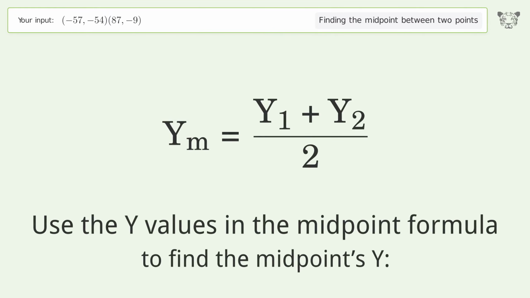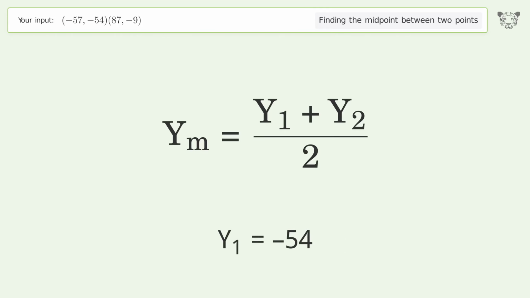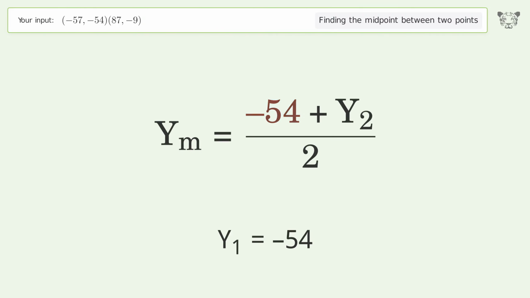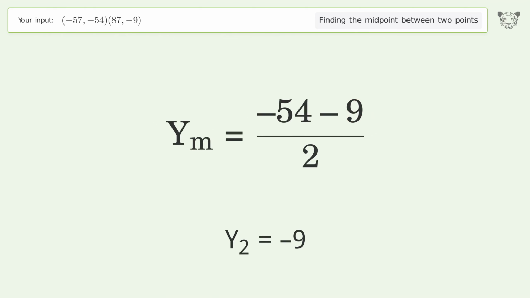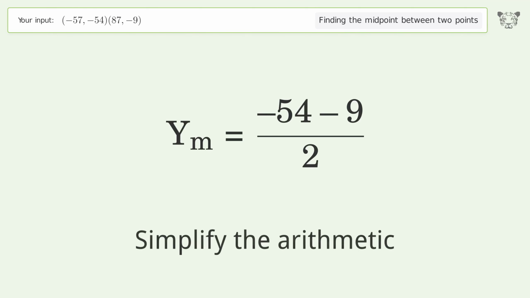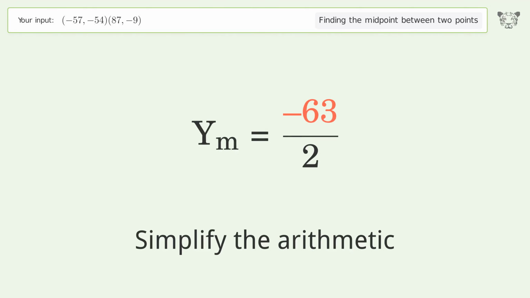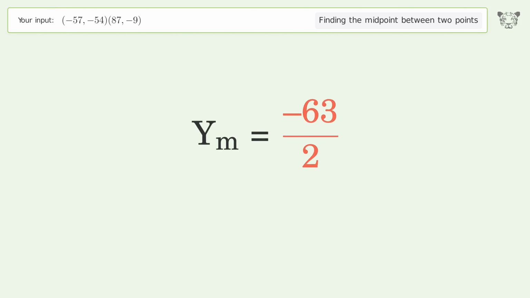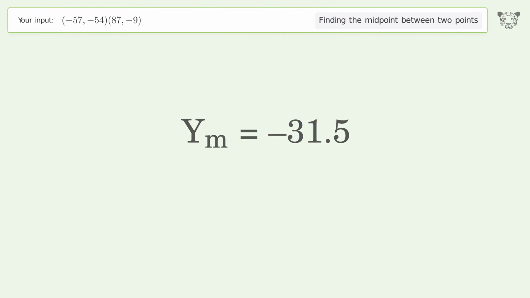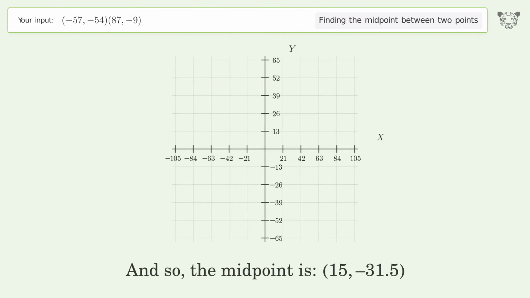Use the y values in the midpoint formula to find the midpoint's y. y1 equals negative 54. y2 equals negative 9. Simplify the arithmetic. And so, the midpoint is 15, negative 31.5.